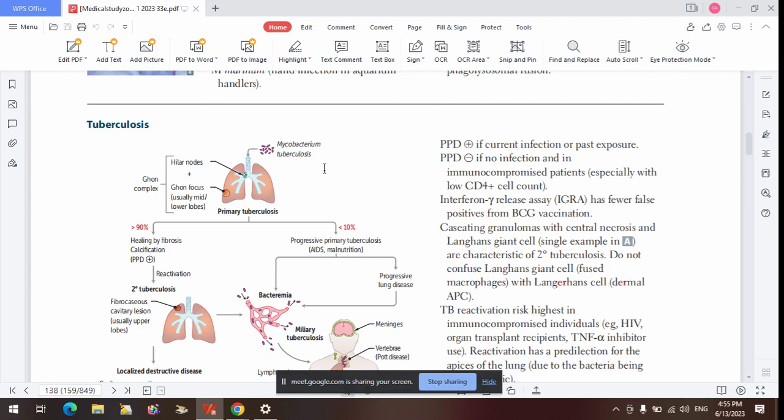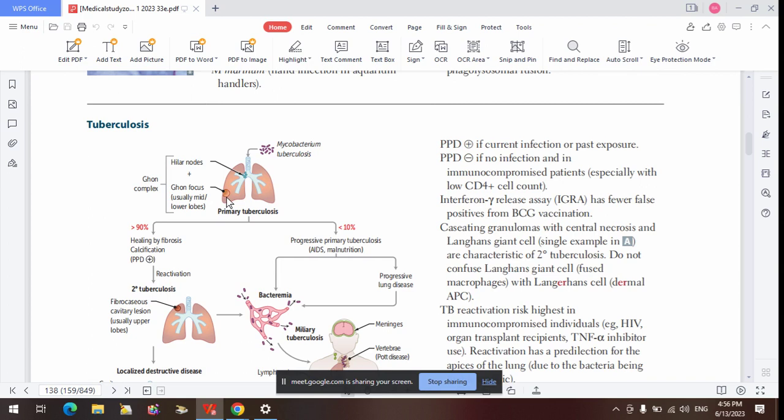Now, at the end of the day, the organisms within those granuloma will become dormant, and the granuloma will heal by fibrosis. So when you have fibrosis of those hilar granuloma and fibrosis of the granuloma within the lower lobe or the middle lobe of the lungs, you call them the Ghon complex. So the addition of your fibrotic granuloma in the lymph node and in the lung parenchyma is what we call the Ghon complex. The isolated one, only affecting the lung parenchyma, is called the Ghon focus.